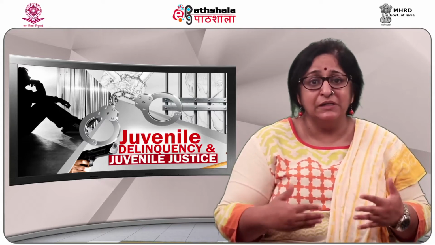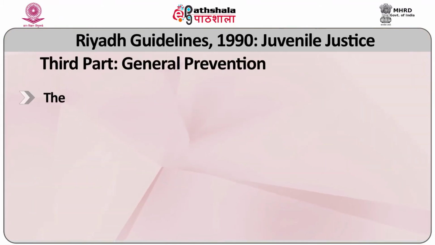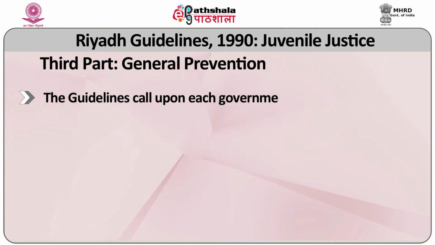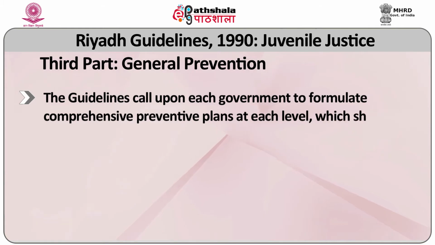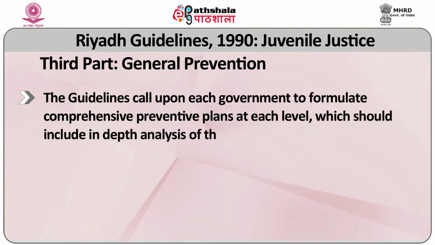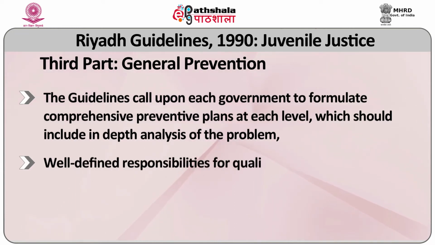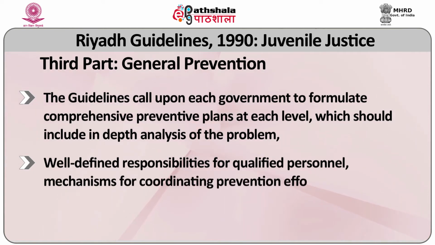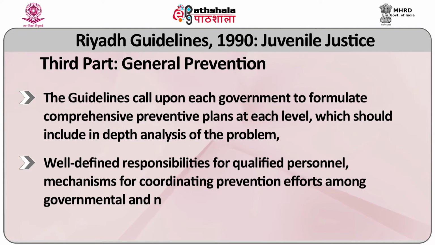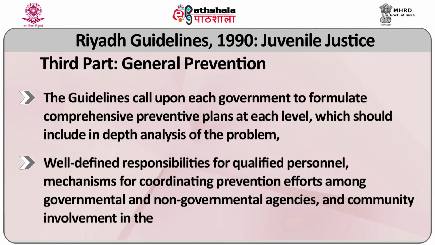The third part of these guidelines consists of general prevention. The guidelines call upon each government to formulate comprehensive preventive plans at each level, which should include in-depth analysis of the problem, well-defined responsibilities for qualified personnel. Thirdly, mechanisms for coordinating prevention efforts among governmental and non-governmental agencies and community involvement in the same.